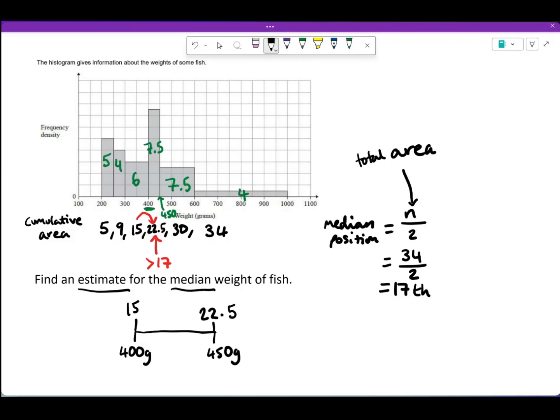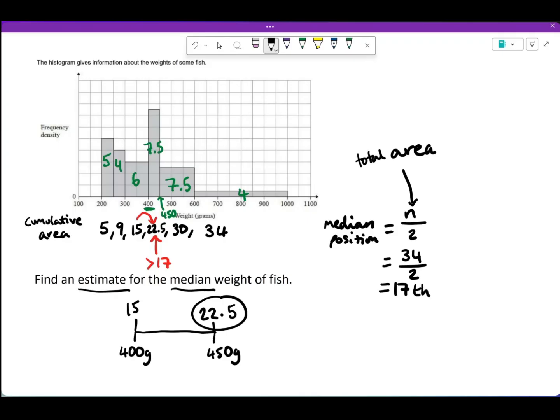Now the reason I've done this is because we assume, for the purpose of estimating, that the data is distributed evenly within a class. So if there's a frequency of 15 up until 400 grams, we assume that 15th fish would weigh 400 grams. And also, if there are 22.5 fish, I know we can't technically have 22.5 fish, but we're only estimating. Okay, but if we assume there's 22.5 up until 450 grams, well, we assume that 22.5 fish would be 450 grams in weight.